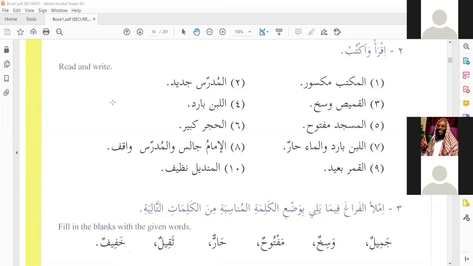Al-laban. Al-laban. Yep. Barid. Barid, what? What's on the end of it? Barid. Good. Baridun. Good. Al-labanu baridun. Excellent work. The yogurt or the milk is cold. Baridun means cold.